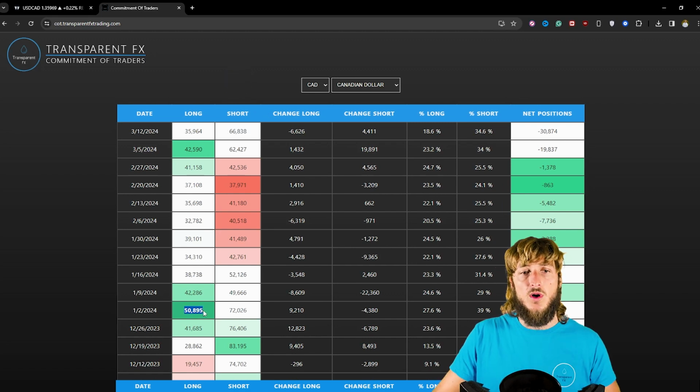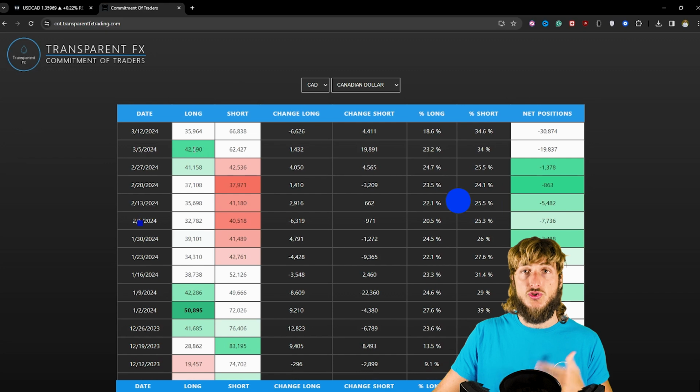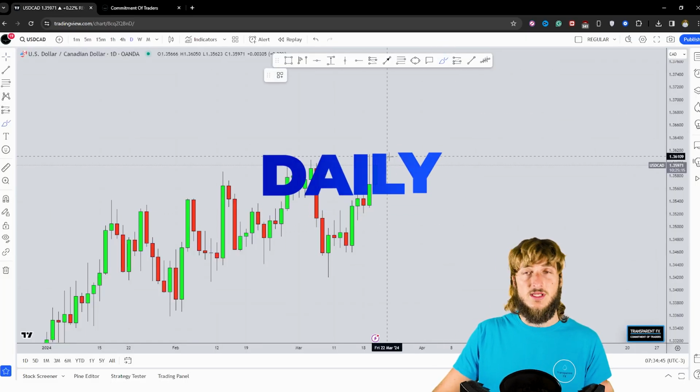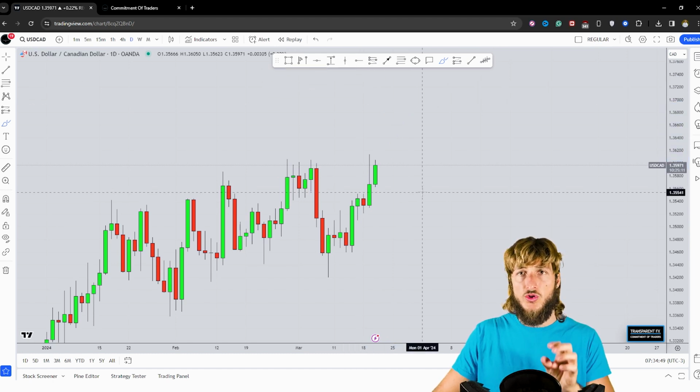The high was at 50.8K. Now we're sitting at 35.9K. So clearly, institutions are shorting the CAD. So in a situation like this, as I was saying, more bullish price action could be expected. Now, let's focus on the technical side.